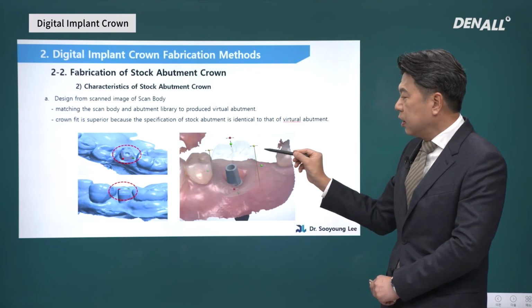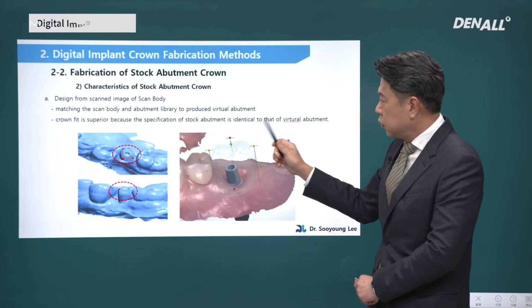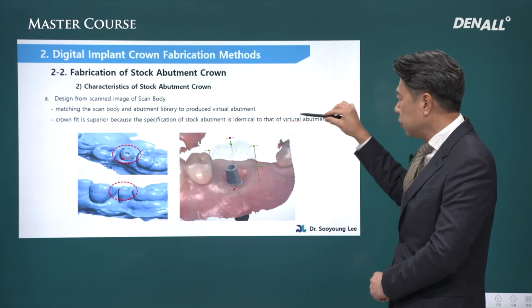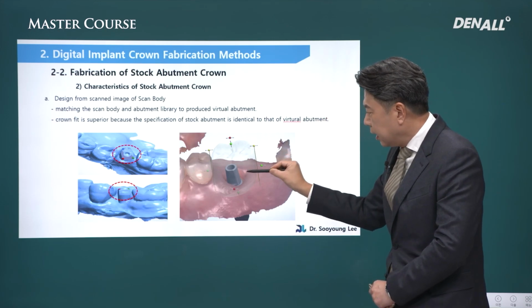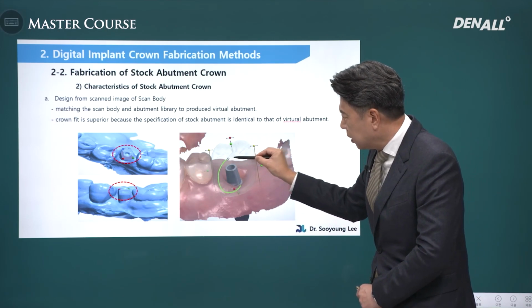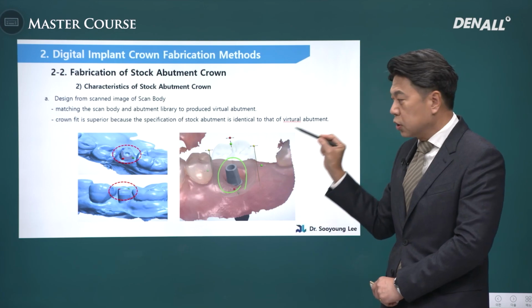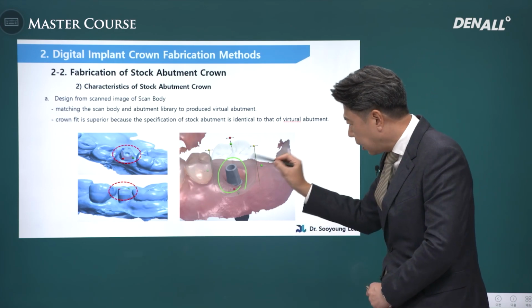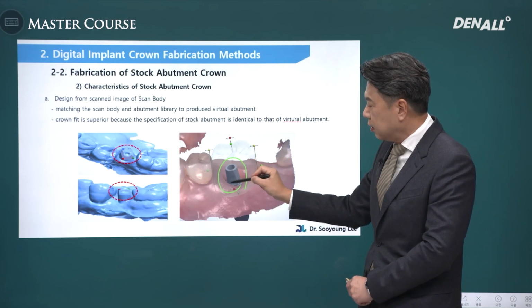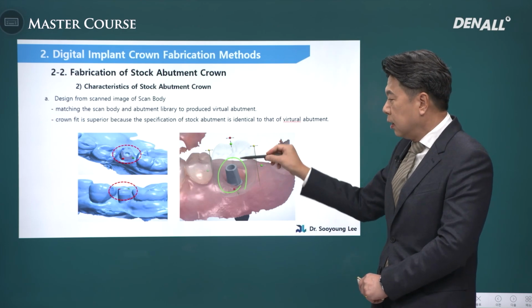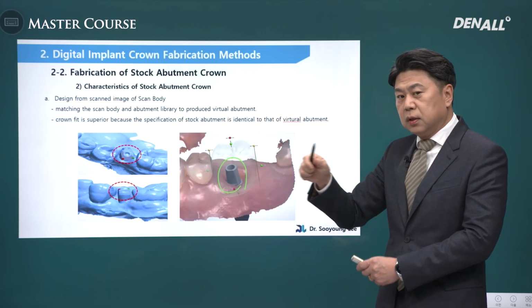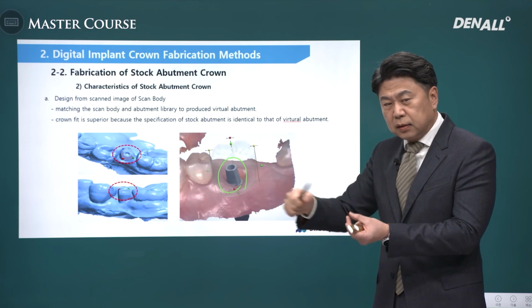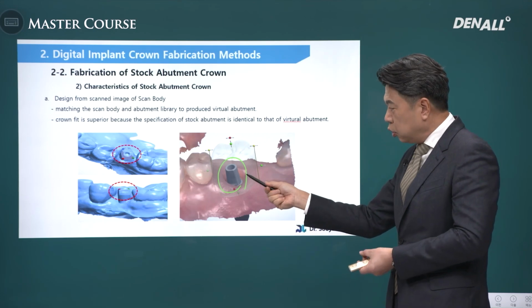Next, there's a library. On the computer, we can choose from the library. If you choose an appropriate stock abutment in the window, if it is selected, it appears on the monitor. Like this, it looks clean and clear compared to the abutment obtained by direct intraoral scanning.